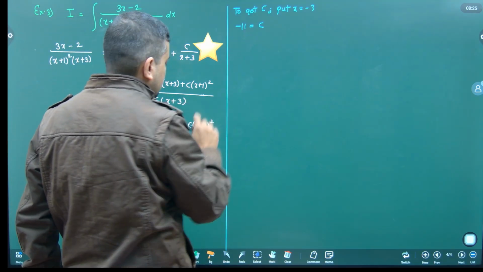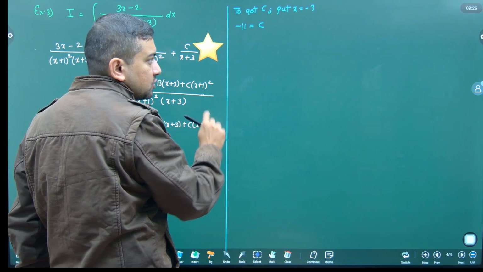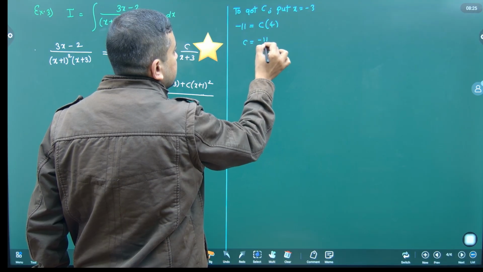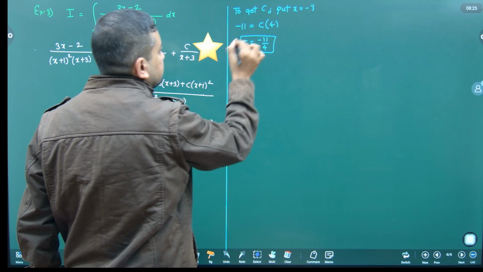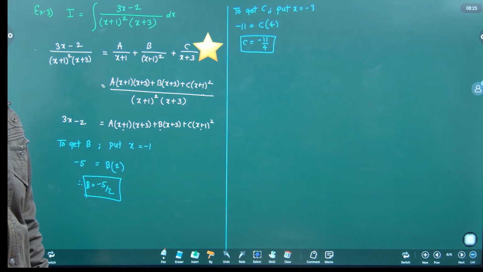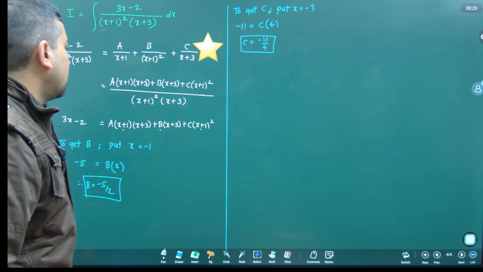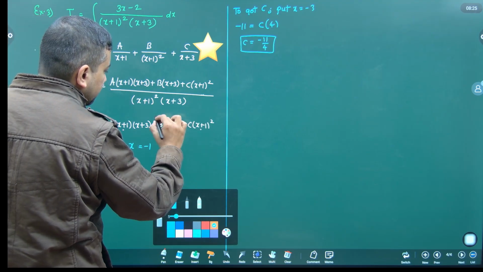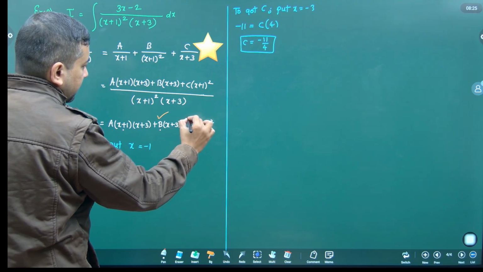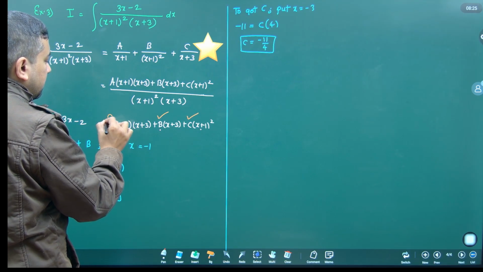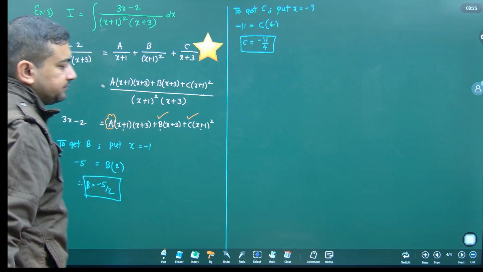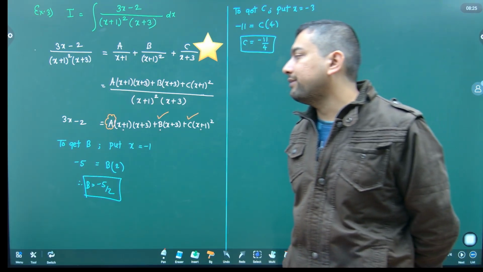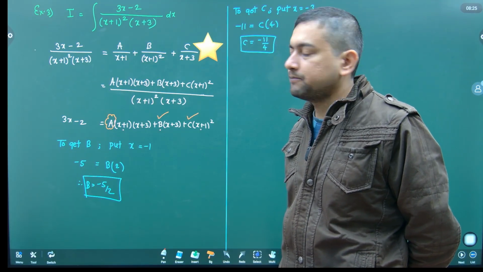C into minus 3 plus 1, minus 2 square. So what about C? Minus 11 by 4. C will be minus 11 by 4. Correct? Okay. So we have done with value of B. We have done with value of C. Now how you will find value of A? Okay. So question is now how you will find value of A?